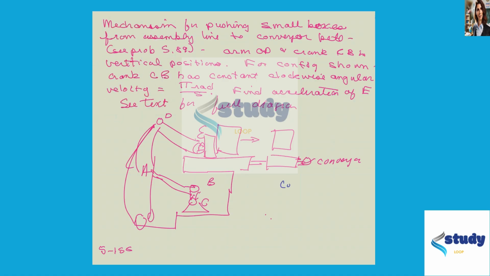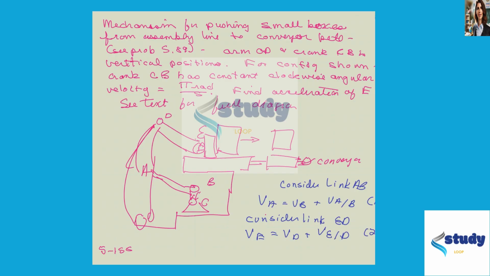Let's change colors. And the VA will be equal to VB plus VA over B. Let's call this equation 1. And for equation 2, let's consider link ED, and the velocity at point E will equal VD plus VE divided by D. Let's call this 2.